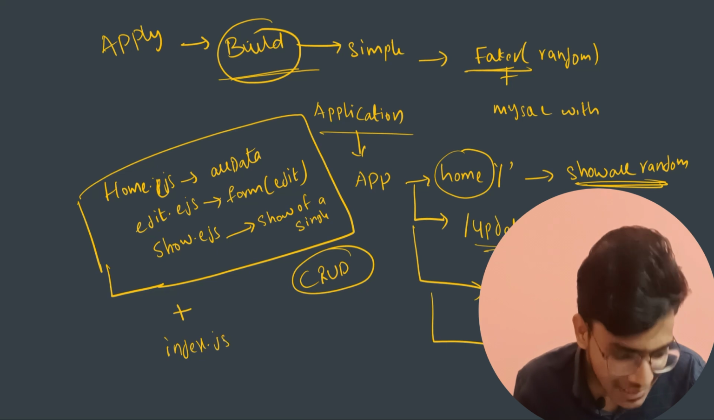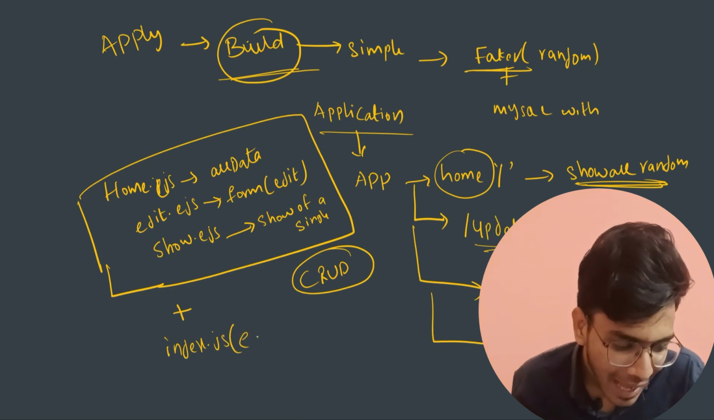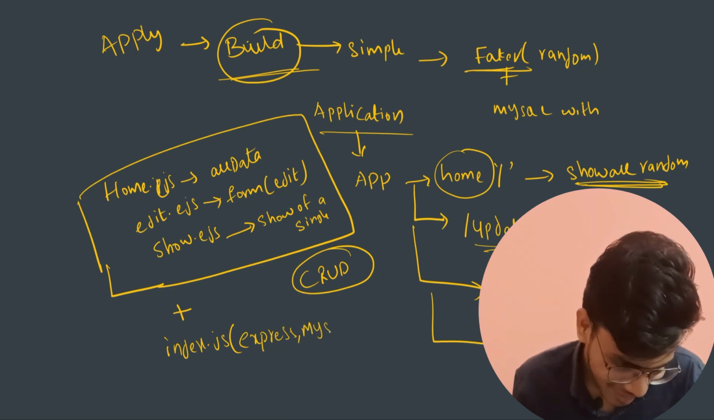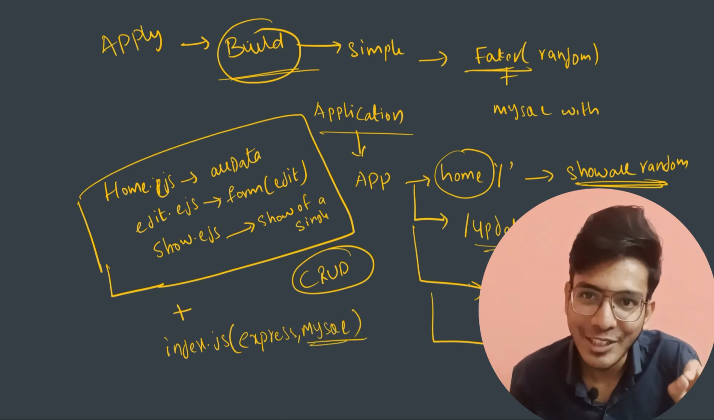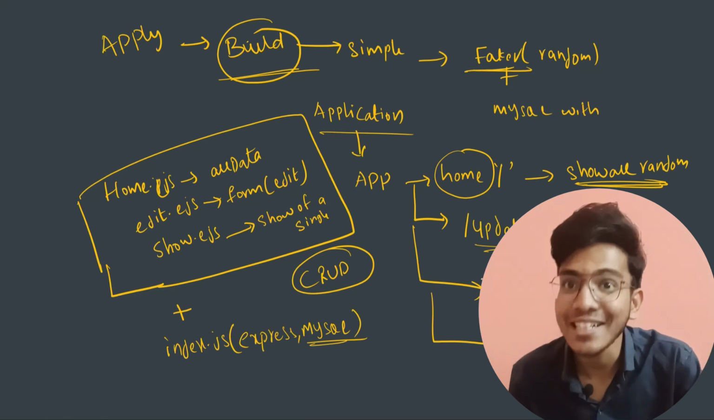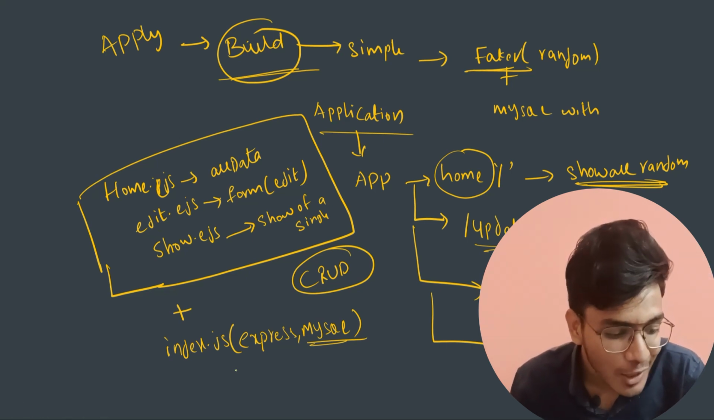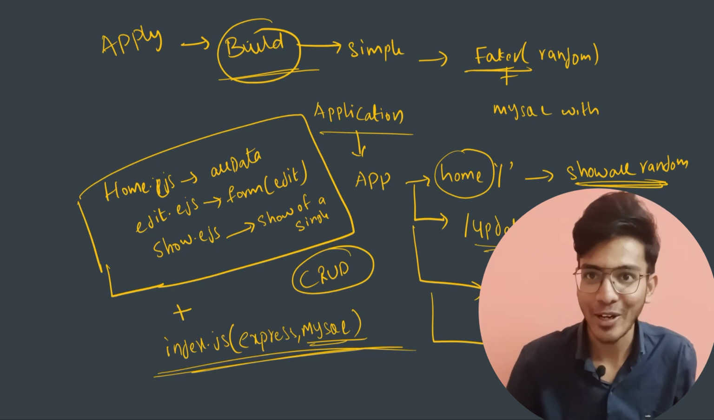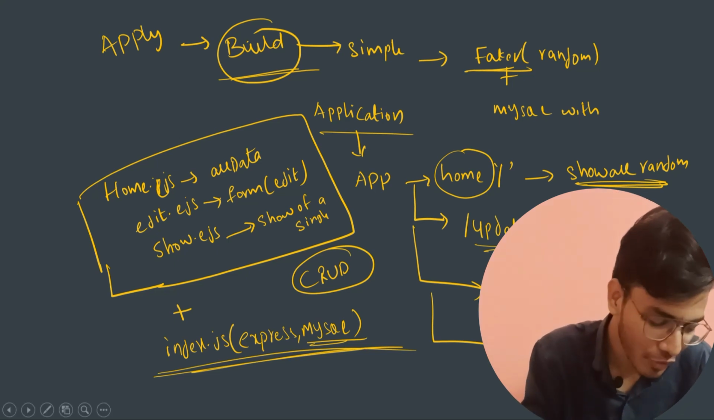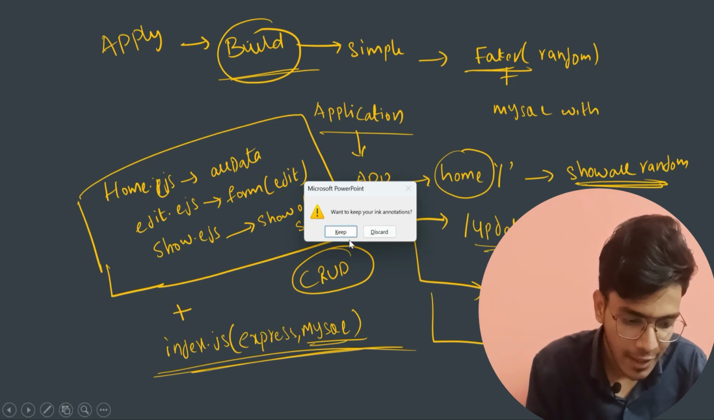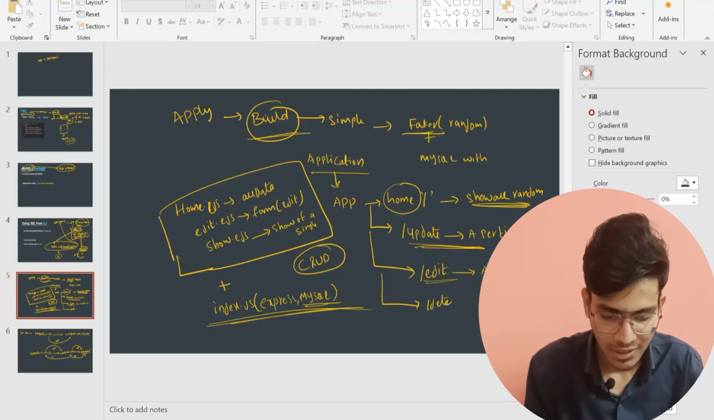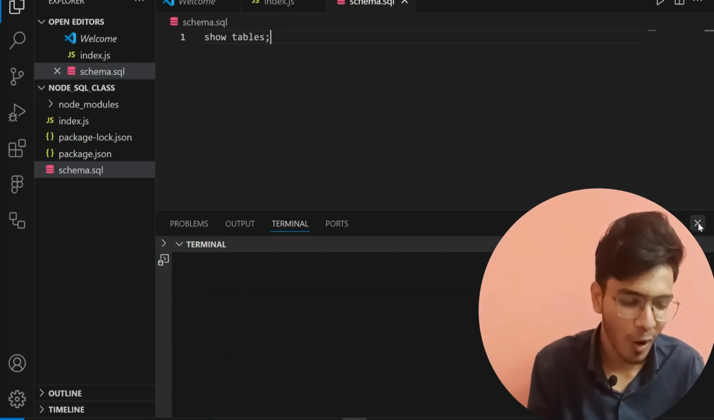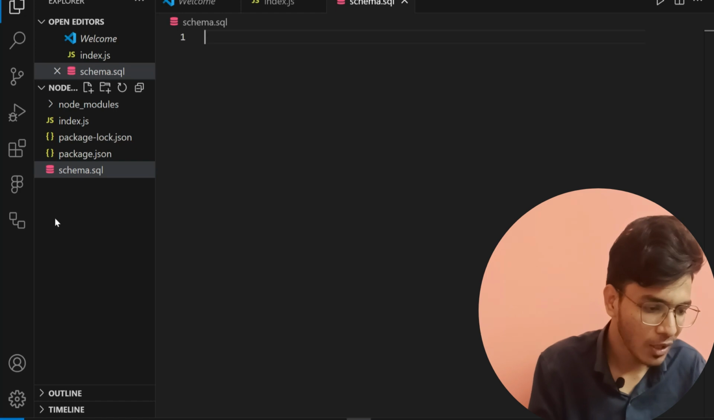Along with them, index.js. In this index.js we will have Express and MySQL. I will not use MySQL Workbench. Within VS Code, within this index.js file, I will write my SQL. So let us see how this will work. First of all, I will open my database. Let me clear all these things. I will delete all the things here.